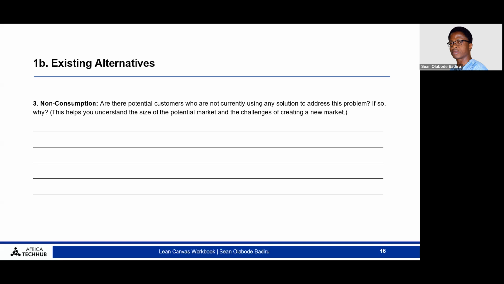There's no vacuum in space. The problem exists. Organizations that have this problem are already solving the problems through alternatives. So how are they solving the problems? These are the various ways that they have been solving the problem.